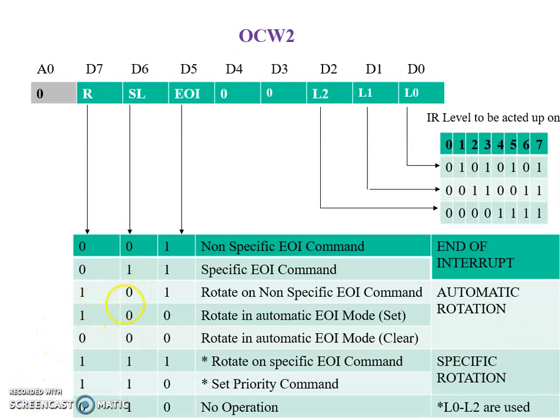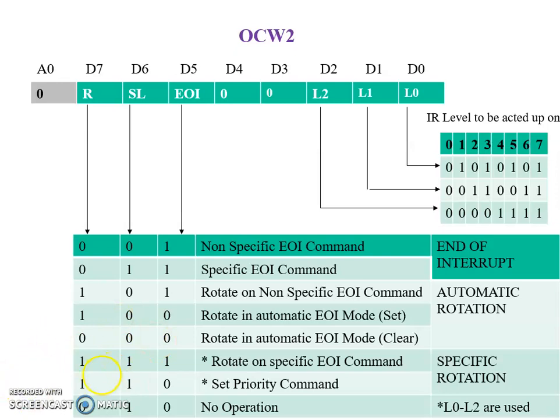In the next case, if you observe, R is 1, SL is 0 and EOI is 0. So in this case, SL and EOI both are 0, which means it is automatic EOI. And what is automatic EOI? In this mode, no command is necessary. During the second INTA bar pulse, the corresponding ISR bit, the interrupt service register bit, clears automatically. And R being 1 means the interrupt priority will rotate.